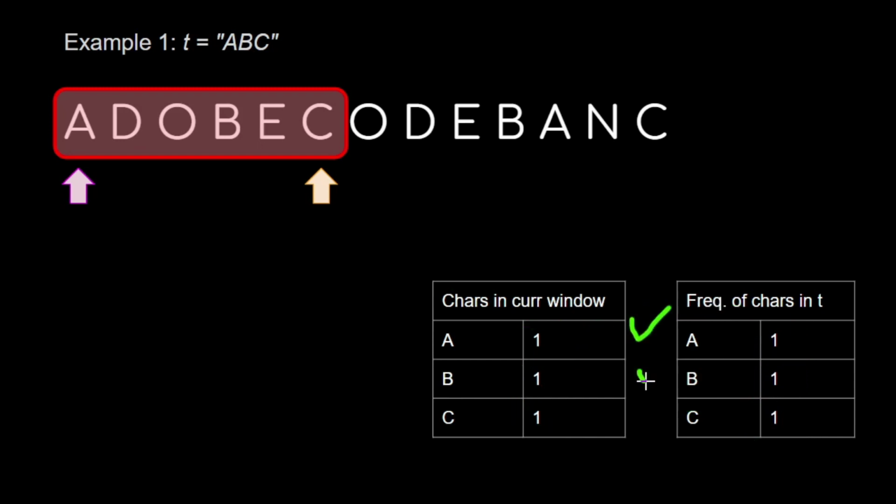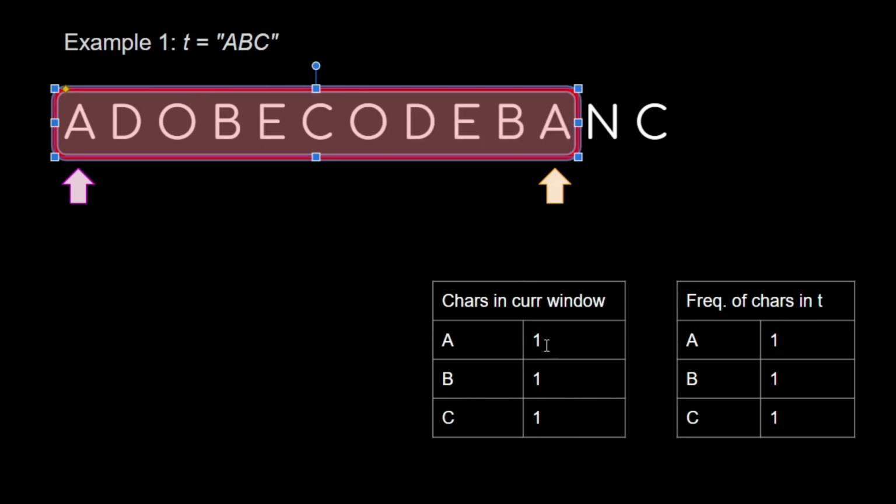And so this sliding window is valid, but it's not the smallest sliding window we can find. In fact, what we want to do is then keep going with the original right pointer. We keep going, we keep going, we keep going until it reaches something like A. So what happens when we reach A?